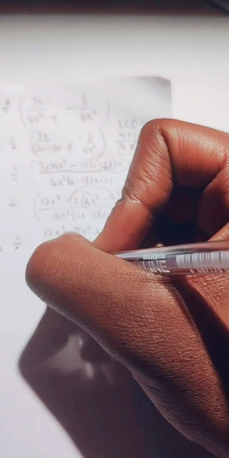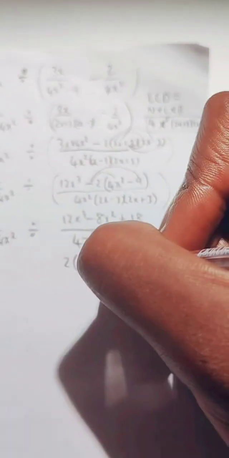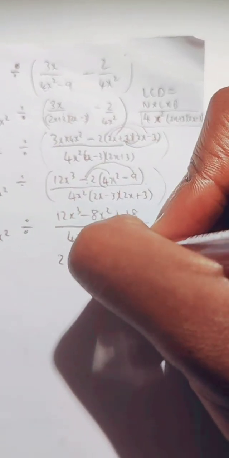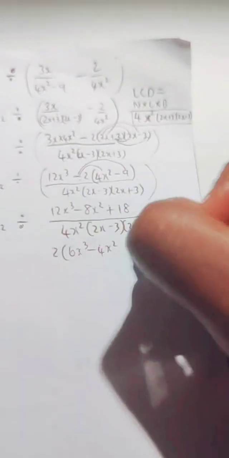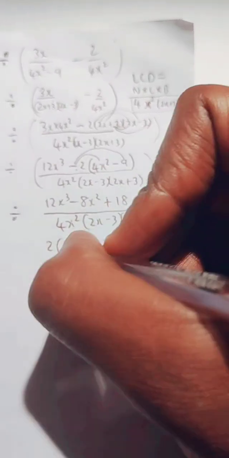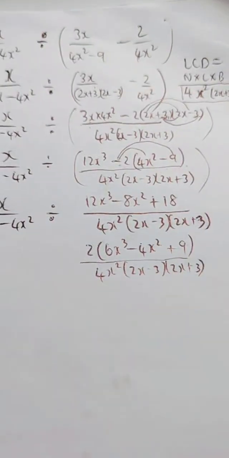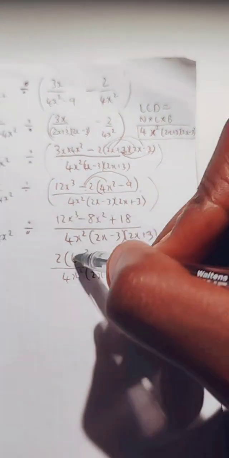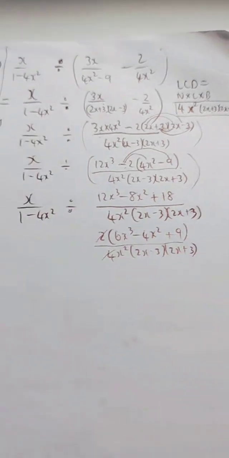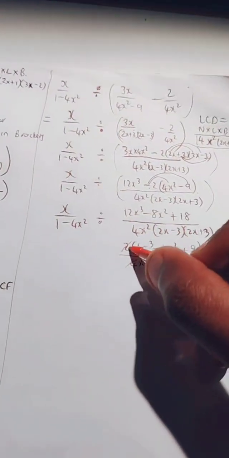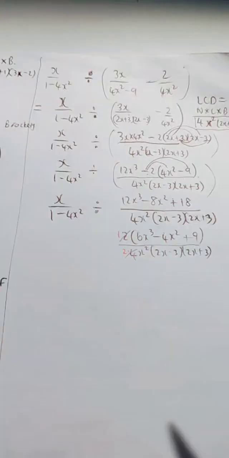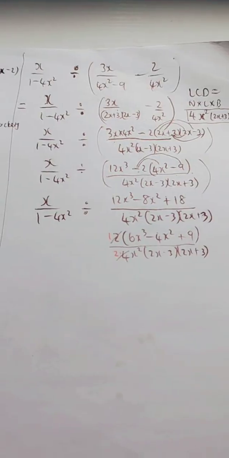Okay, so we're going to say 2 has to be the highest common factor. This leaves us with 6x cubed. 2 times 6 gives us back the 12. 2 times what gives us 8? 2 times 4, 4x squared. 2 times what gives you 18? Plus 9. That's all over 4x squared into 2x minus 3 into 2x plus 3. Now notice something here. The 2 and the 4 can cancel. What does that leave you? 2 goes into 2 once, 2 goes into 4 twice.